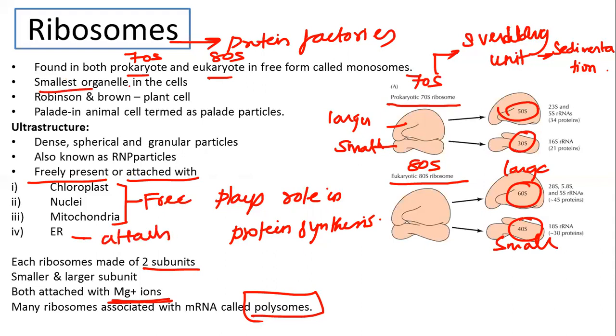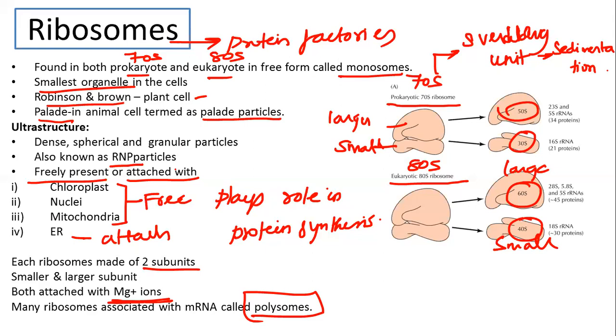They are the smallest cell organelles. The free form ribosomes are also called monosomes. It was first identified by Robinson and Brown in plant cells, whereas it was identified by Palade in animal cells. Palade termed those ribosomes Palade particles, and these ribosomes are also known as RNP particles. What is RNP?